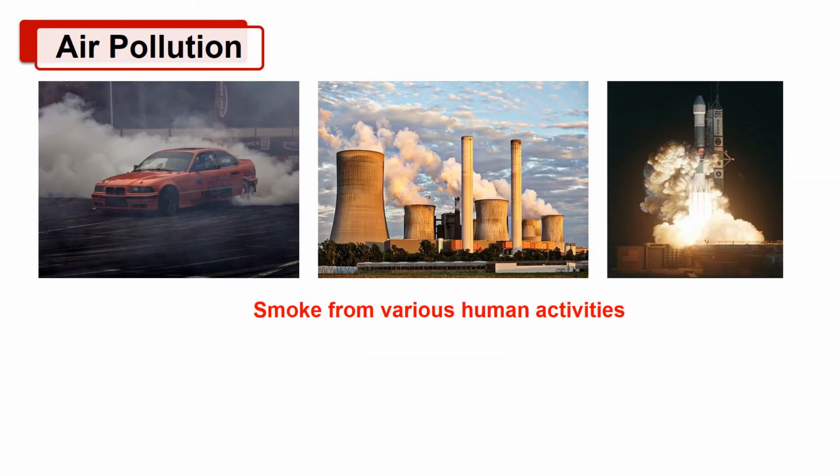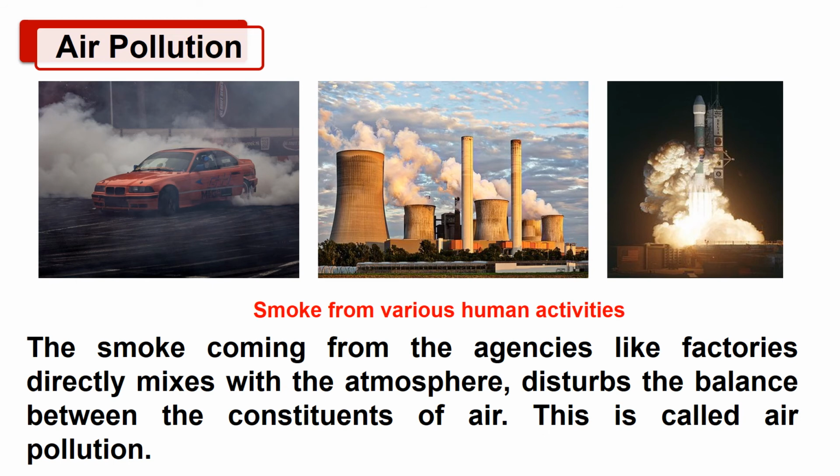Let's see what air pollution is. Human activities, like driving vehicles, or large-scale emission of smoke through factories cause air pollution. So let's define air pollution. The smoke coming from the different agencies directly mixes with the atmosphere, which disturbs the balance between the constituents of air. This is called air pollution.